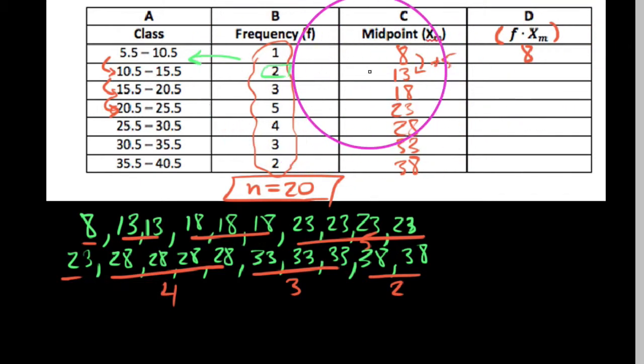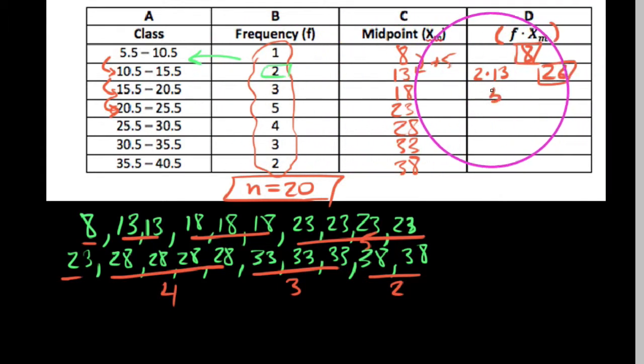If I'm adding all these up, I said I have 2 13s. Well, 13 plus 13 here would be 26. Or we could just say we had 2 people that ran 13. So I get 2 times 13. So I get 26. Okay, so 26. So our method here is going to be just multiply frequency times class midpoint for each class.